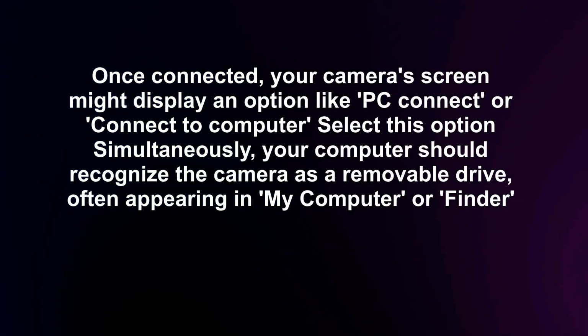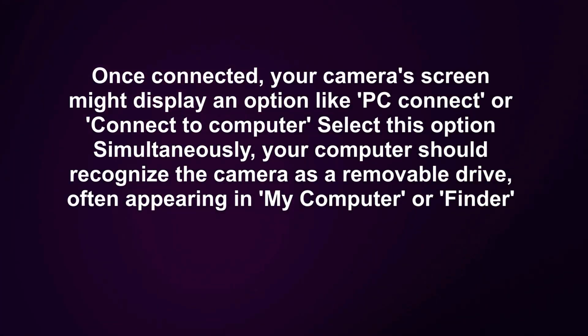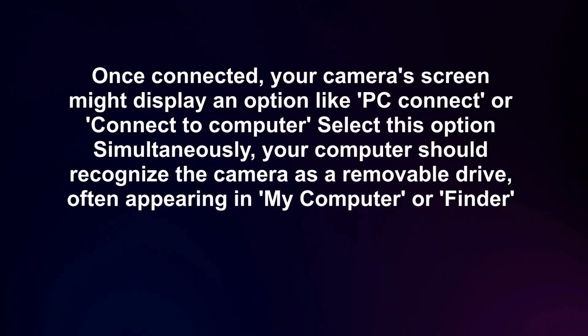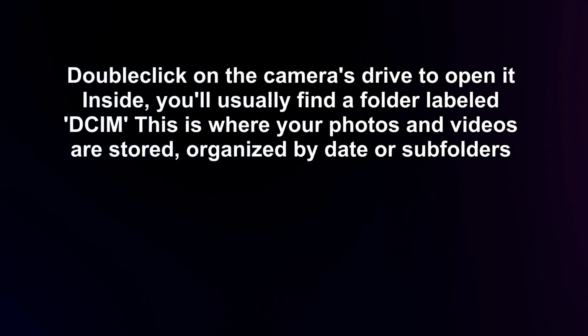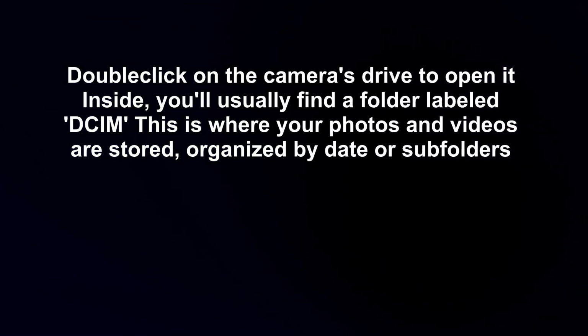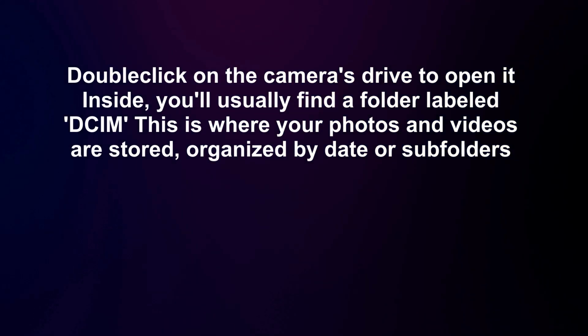Select this option. Your computer should recognize the camera as a removable drive, often appearing in My Computer or Finder. Double-click on the camera's drive to open it. Inside, you'll usually find a folder labeled DCIM. This is where your photos and videos are stored, organized by date or subfolders.